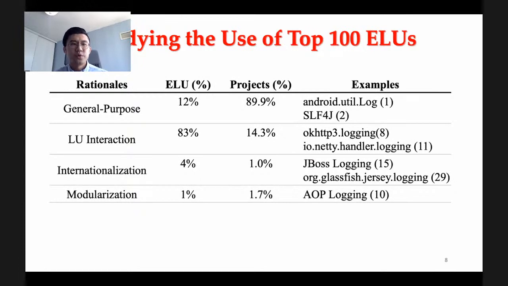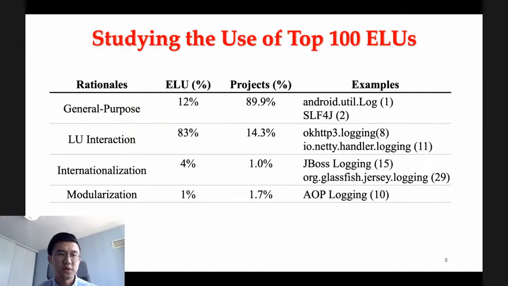Here, the table shows a brief summary of the use of the top 100 external LUs used in the projects. We have seen that the first column of the table has 4 rationales: general purpose, LU interaction, internationalization, and modularization. The second column shows the percentage of the external LUs used for each rationale. The third column shows the percentage of projects that use such LUs with the rationale. And the last column shows an example for each rationale.